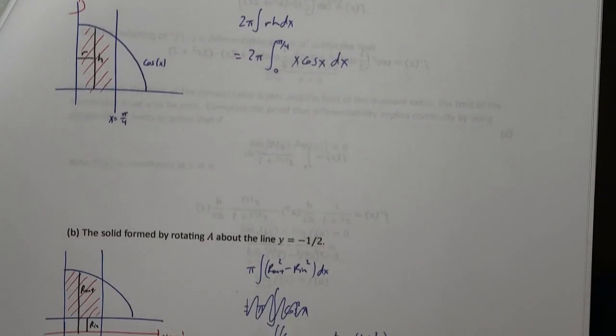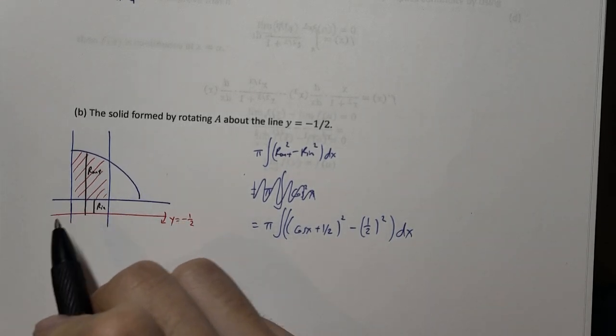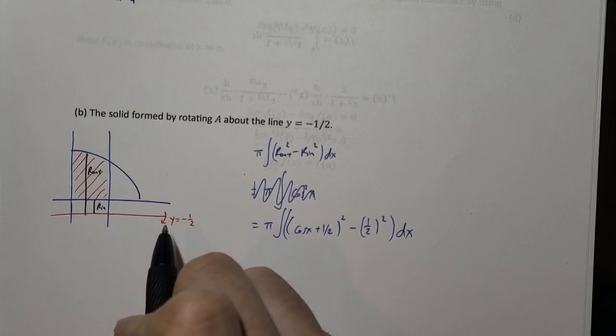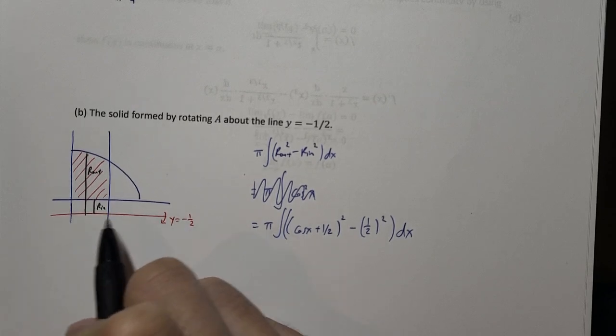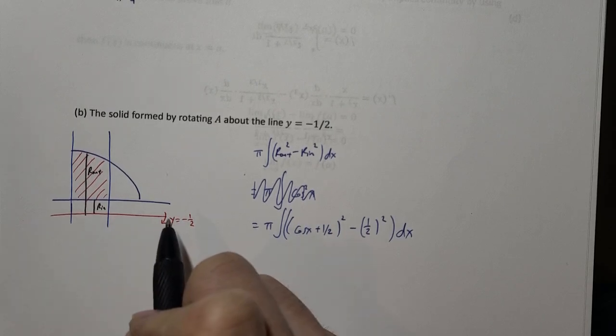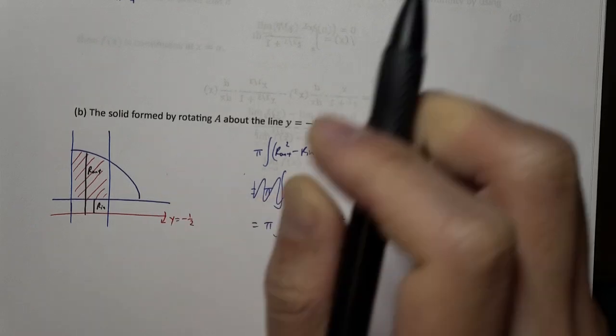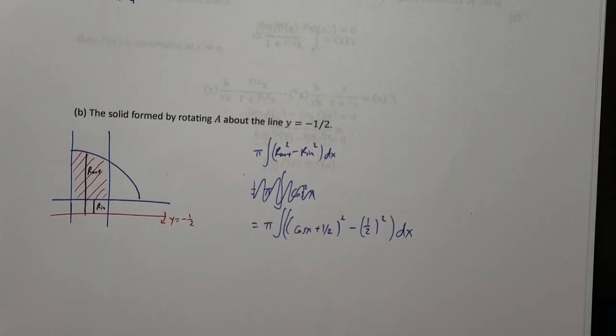Okay, now this one, solid formed by rotating A about the line y equals minus half. So here's the region once again. Sketch the axis of rotation. y equals minus half is this horizontal line down here. Okay, we want to use the washer method here because we're rotating about a horizontal axis and our functions are in terms of x.